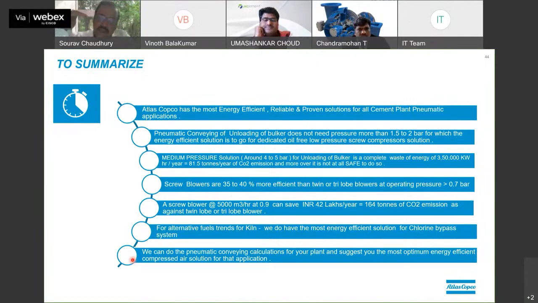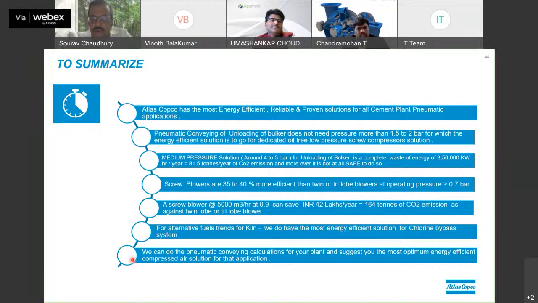So we can have compressors which can operate at those pressures, and these will be saving a lot. A medium pressure machine, although it gives a bit of flexibility, will be a huge waste. I just showed you in one of the examples, almost 3.5 megawatt is being lost per year, which can be saved by a small investment, which gets paid back within 1.5 years.